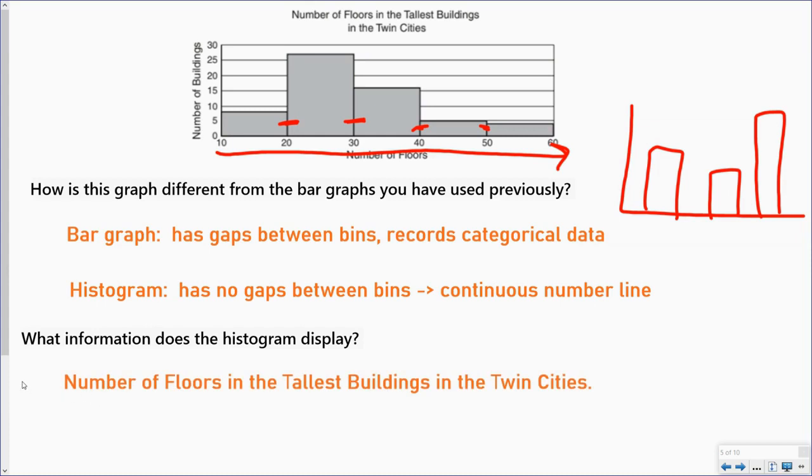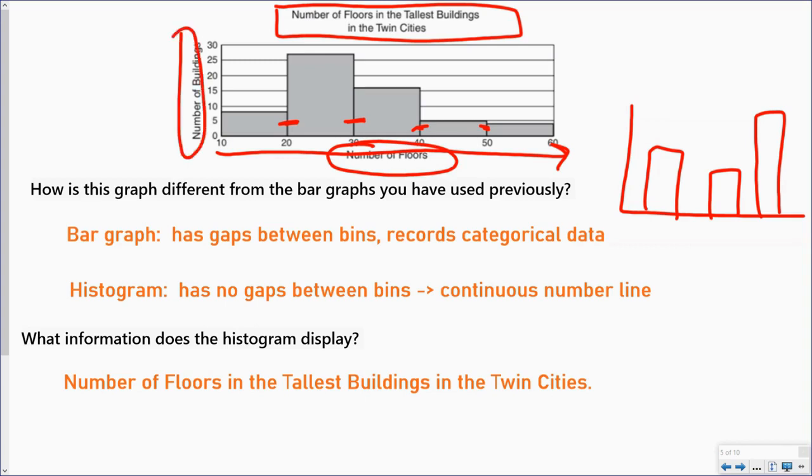What information does a histogram display? Well, in this case, it's displaying the number of floors in the tallest buildings in the Twin Cities. And I can tell that because of my title right up here. And then it's broken up into number of floors and number of buildings.